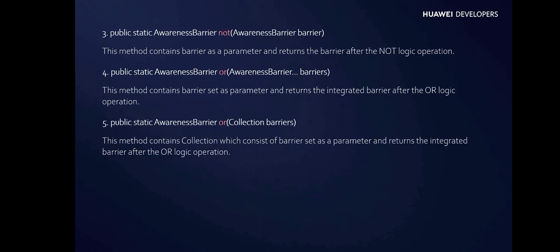Third is the NOT method, which takes a barrier as a parameter and returns the barrier after the NOT logic operation. Fourth, the OR method, which takes barriers as parameters and returns the integrated barrier after the OR logic operation. And last is the OR method, which takes a collection consisting of barriers as a parameter and returns the integrated barrier after the OR logic operation.